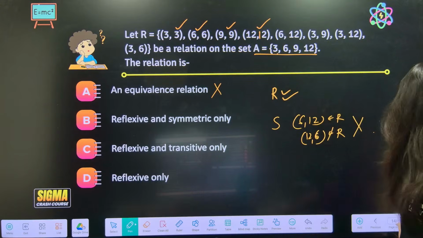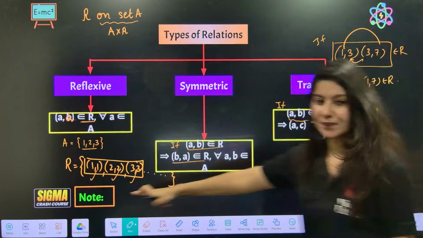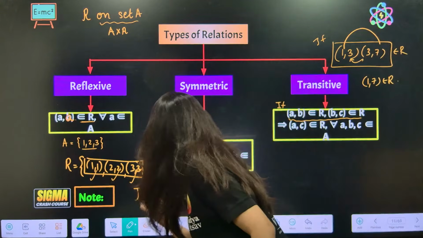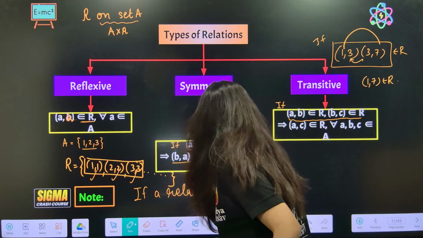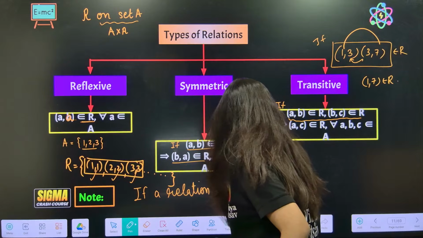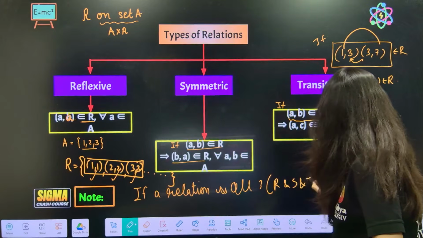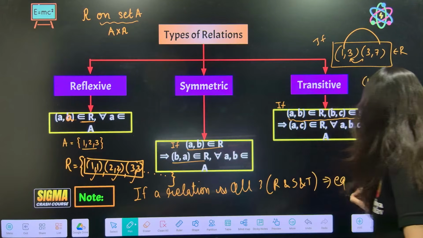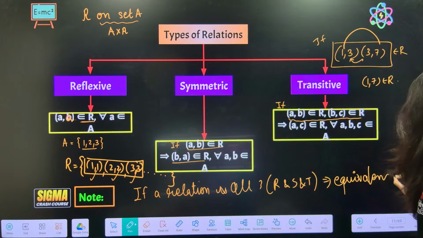Okay. All right. Now let me tell you one important thing. Note: if a relation is all three, that is reflexive and symmetric and transitive, that means it will be called an equivalence relation.